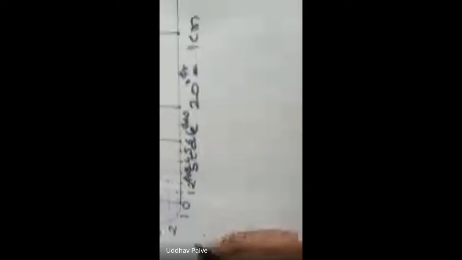Now what you have to do, join these points with a smooth curve. Join all these points with a smooth curve. So this is my displacement diagram for SHM, which is during rise.